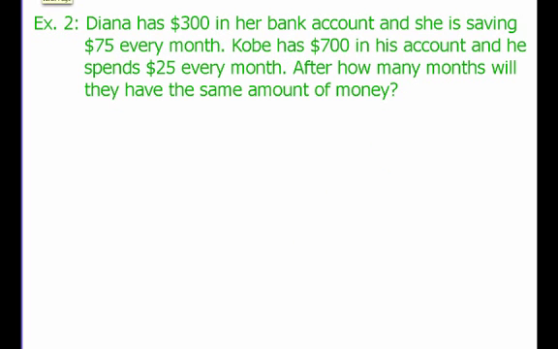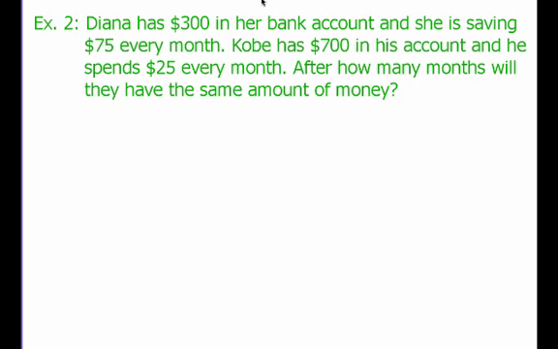Example 2 says, Diana has $300 in her bank account, and she is saving $75 every month. Kobe has $700 in his account, and he spends $25 every month. After how many months will they have the same amount of money? So once again, our first step is to define our variable.